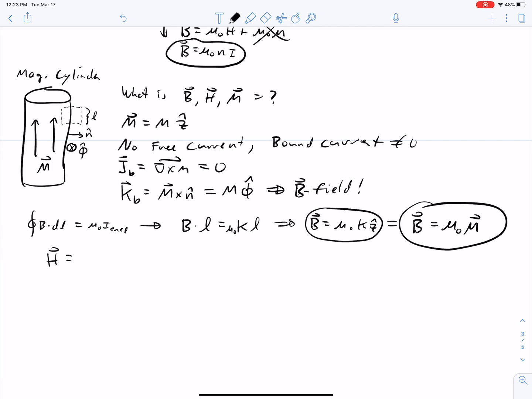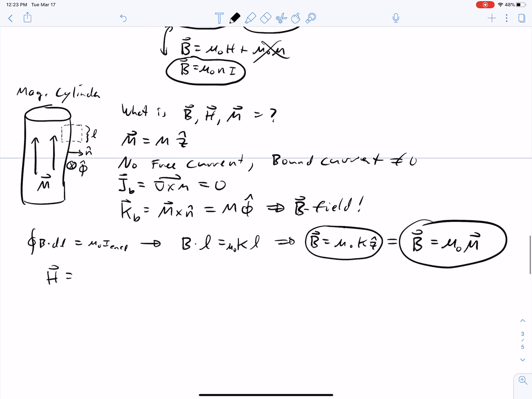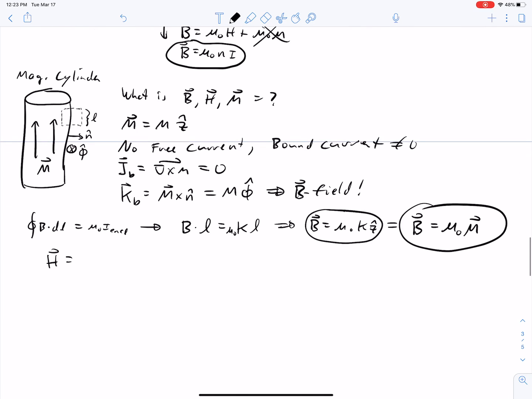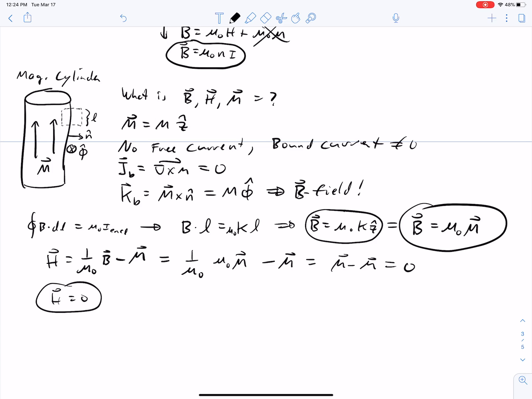And now the H is equal to, where's the form for H? 1 over mu naught B minus M. So H is equal to 1 over mu naught B minus M. And so when we plug it in, we get 1 over mu naught times mu naught M minus M, which is M minus M, equal to 0. And so we see that here, in this case, H is equal to 0. And that kind of makes sense because there's no applied field. So in the first case, there was an applied field, but in this case, there's no applied field.